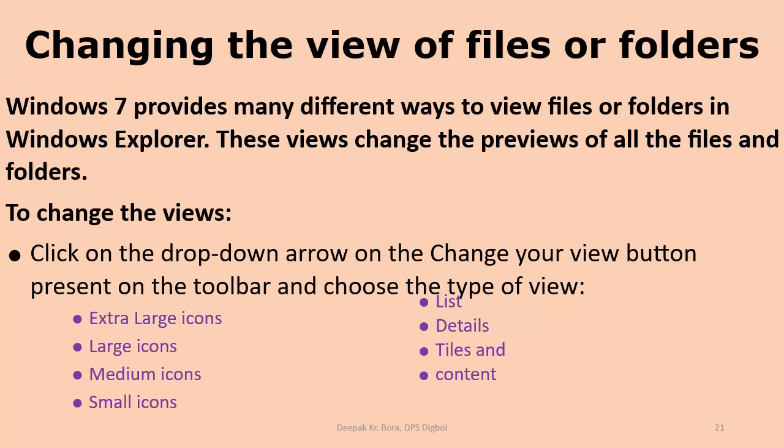Changing the views of files or folders. Windows 7 provides many different ways to view files or folders in Windows Explorer. These views change the previews of all the files and folders. To change the views, click on the drop down arrow on the Change your view button present on the toolbar and choose the type of view. First, extra large icons, second large icons, then medium icons, small icons, list, details, tiles and content. Some of the views I have shown you practically, or I'm going to show you practically. The remaining you can try yourself.